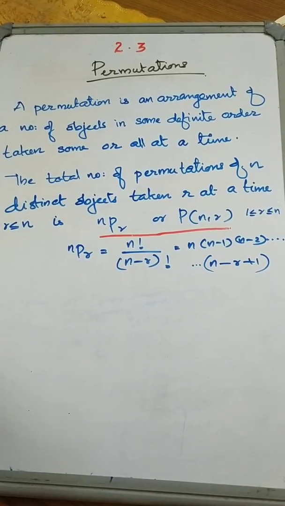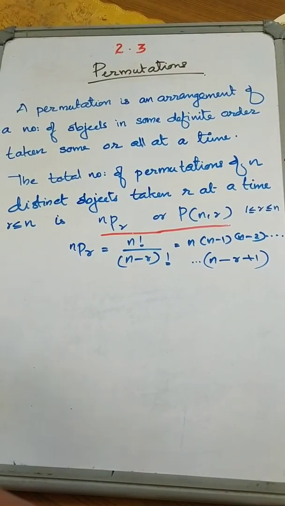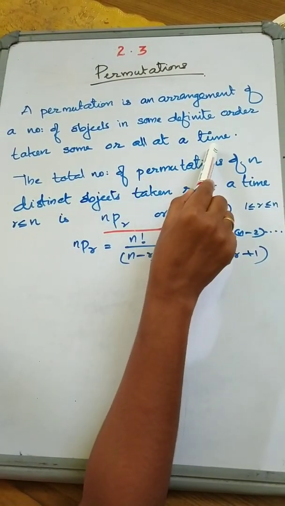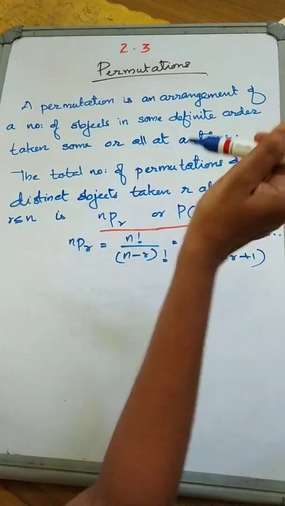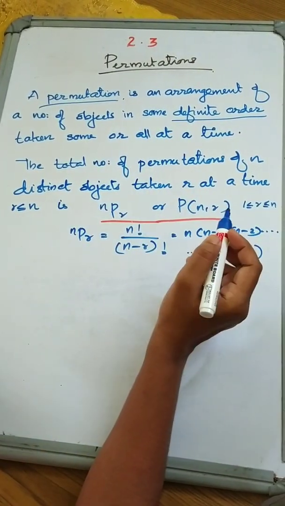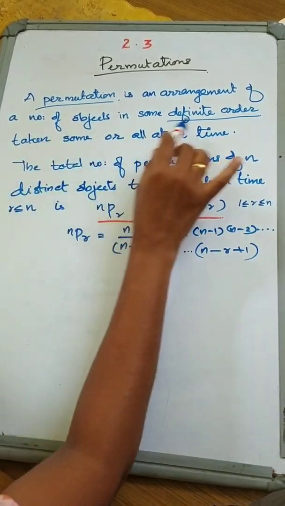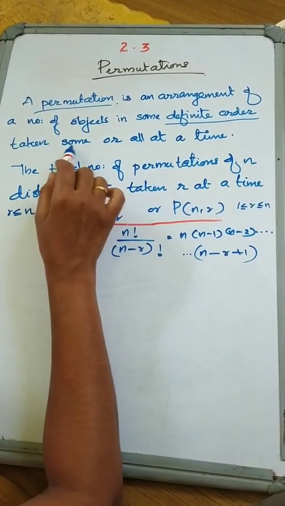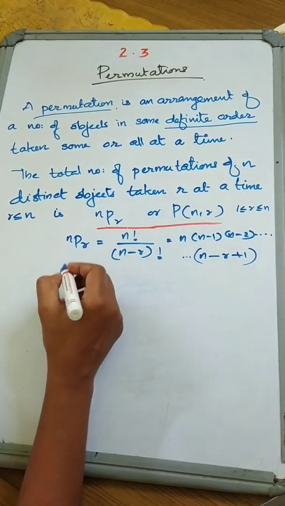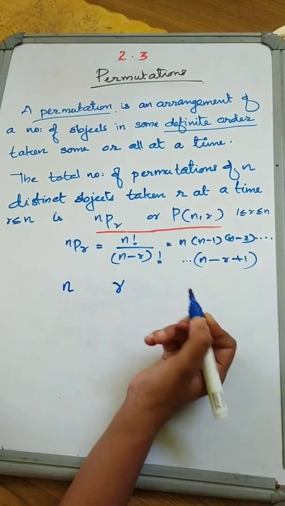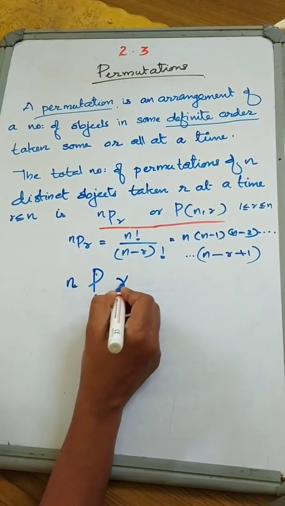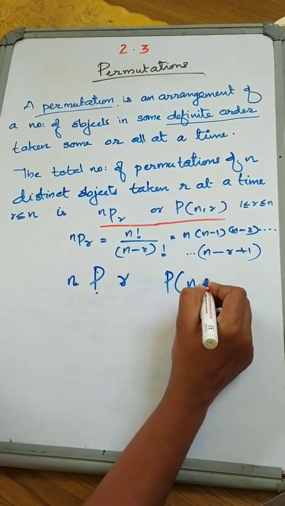Permutation is an arrangement of a number of objects in some definite order, taken some or all at a time. You should notice the words "in a definite order". Permutation always has a definite order. We are arranging the objects in a definite order, taking some objects from them or all at a time. So we have n objects and we are taking r from them to order. This is known as nPr.